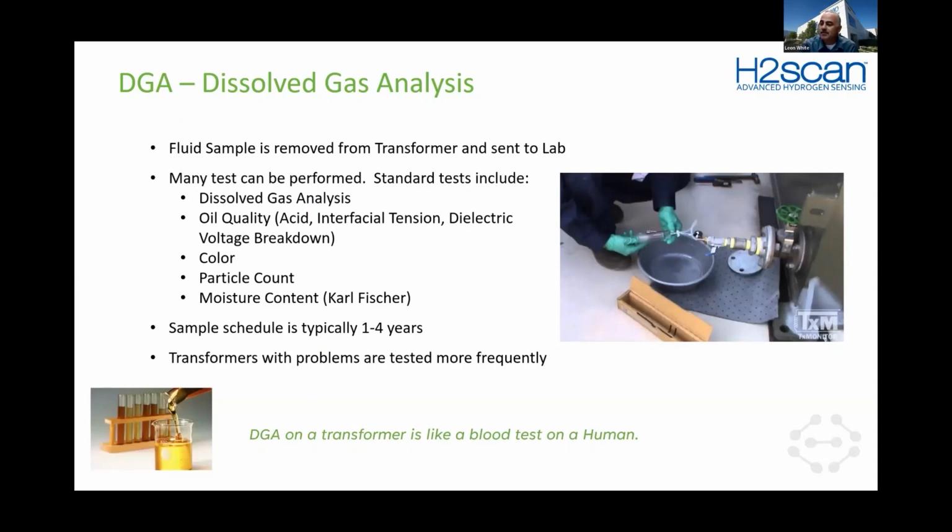Many tests can be performed once you take that sample, not only the dissolved gas analysis, but also oil quality tests for acid, interfacial tension, and dielectric voltage breakdown. The labs look at the color, particle count, moisture content, and there are about 80 other tests they can perform. But these are pretty much the normal tests that people request when they send an oil sample to the lab. Typically, people are sampling on their larger transformers every 1 to 4 years.